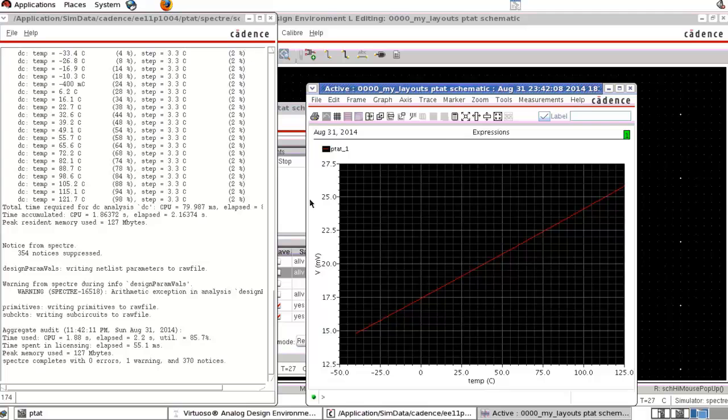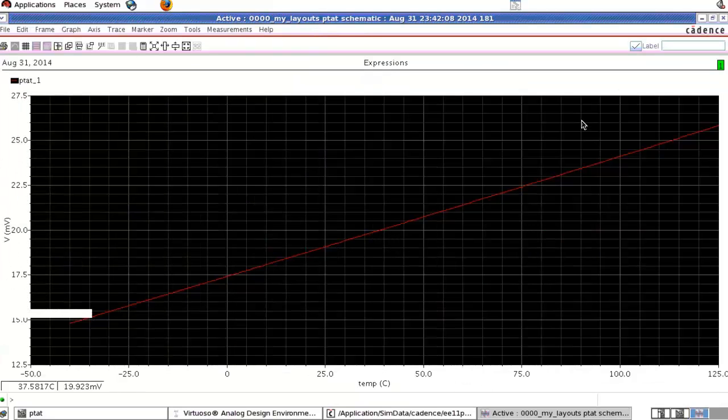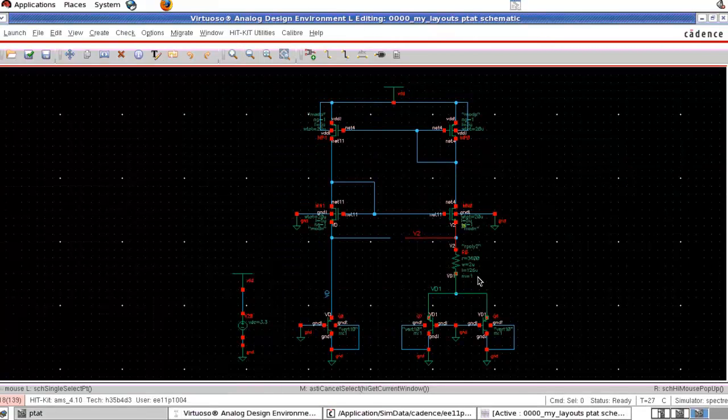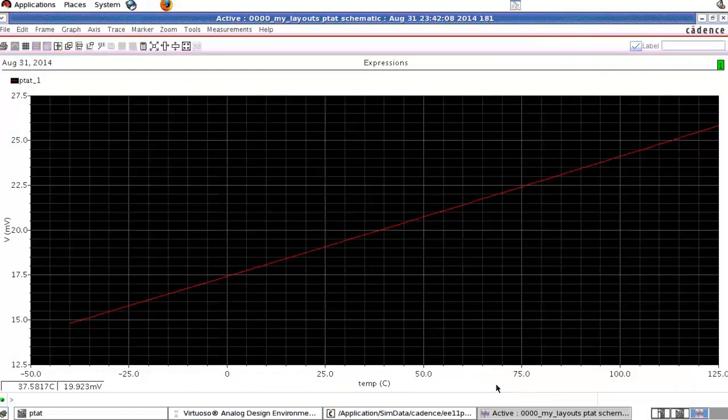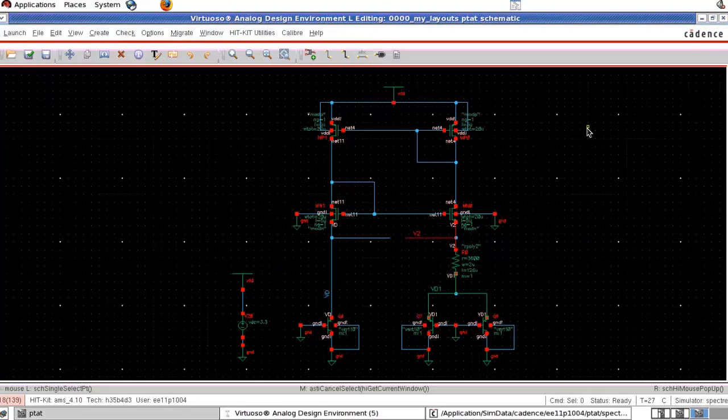So now the plot is PTAT. We can see as the temperature increases, the voltage also increases. So essentially it is a PTAT, and what we plot is V2 minus Vd1, that is the voltage across the resistor. So now we got our basic PTAT voltage, and then we wanted to separate this voltage to a separate resistor.